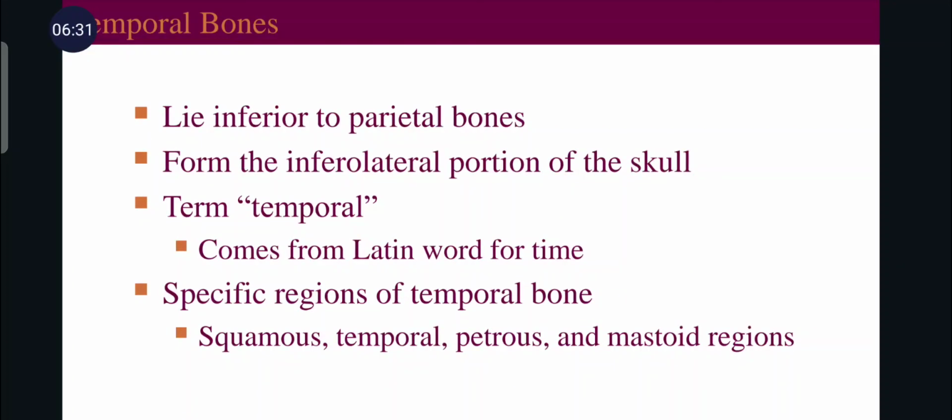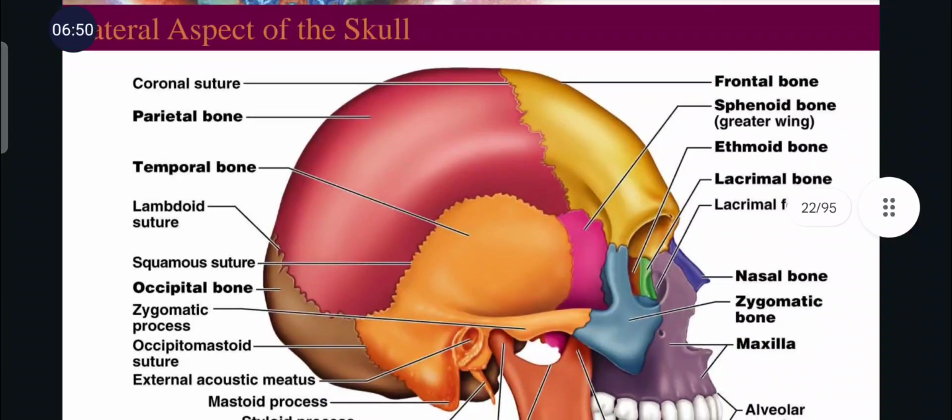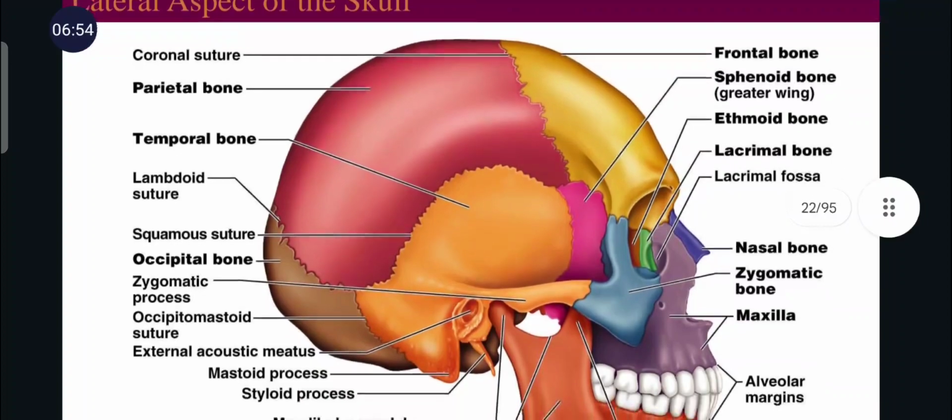Temporal bones lie inferior to the parietal bones and form the inferolateral portion of the skull. The name comes from the Latin word for time, that is temporal. Specific regions of the temporal bones include the squamous, temporal, petrous, and mastoid regions. This is the lateral aspect of the skull, wherein you can see the different bones of the skull, that is the cranium and face.